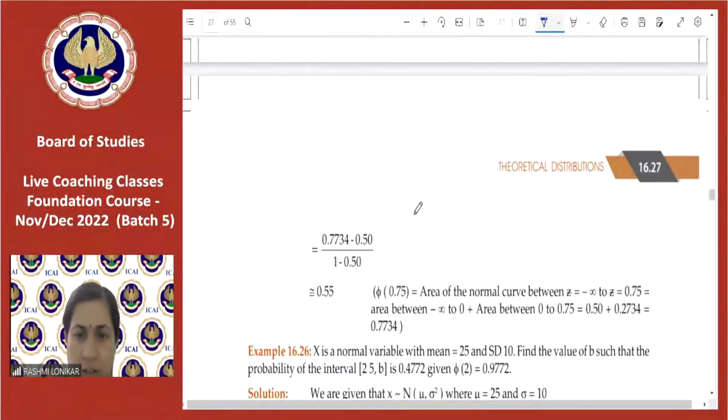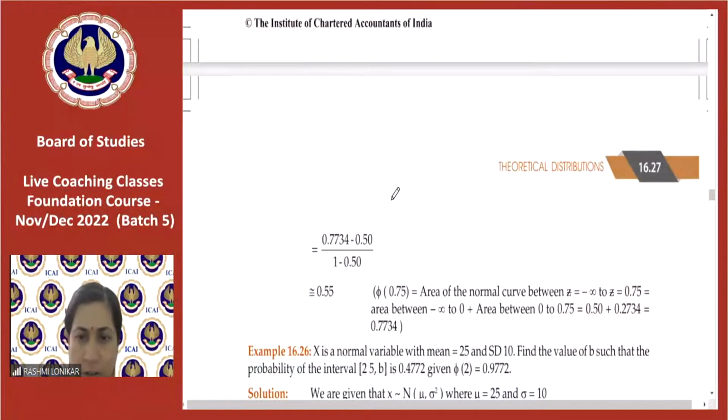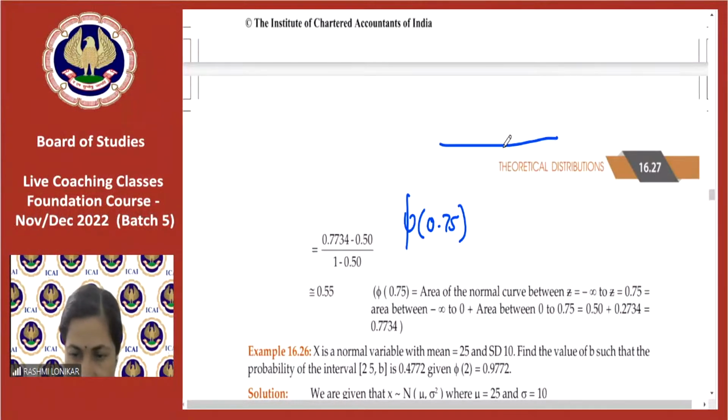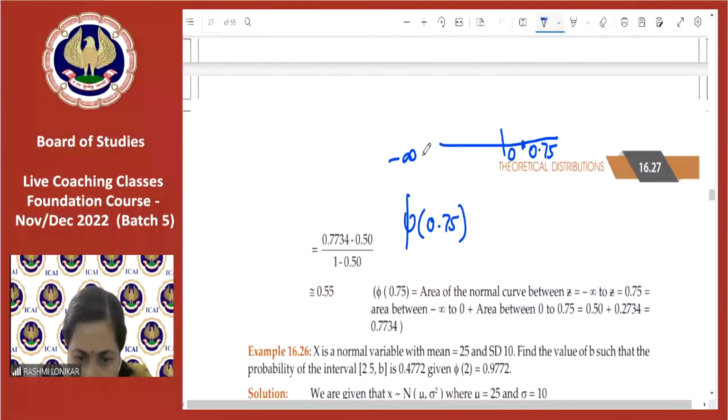Area under the curve. Okay, we are trying to find out the area under the curve for phi of 0.75. So what do we do? This is my number line. This is my 0 and this is my 0.75. Here, this is minus infinity to here.